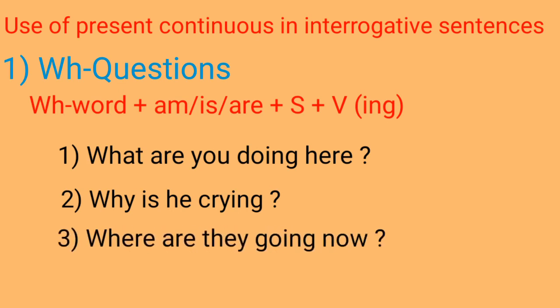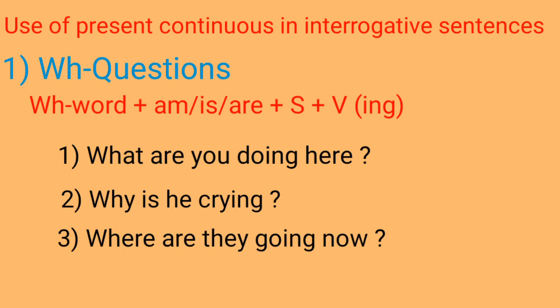Now let's check, did we use the structure properly or not? In the first example, what are you doing here? What is the WH word that is given in the structure. After that, you have to use am, is, are. Then we use are because look at the subject is you, and with you we use the helping verb are. After you we use doing, which means this is the verb with ing. And finally here is the remaining part of the sentence, and then the question ends with the question mark.